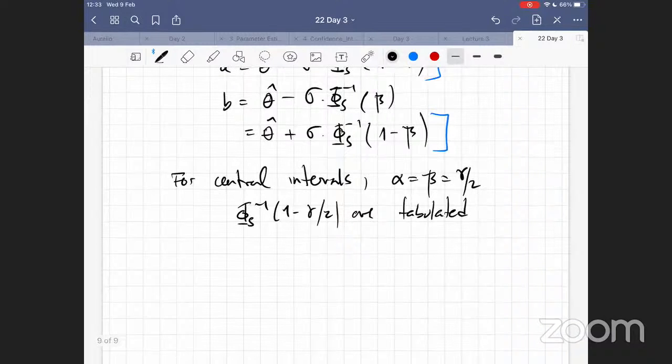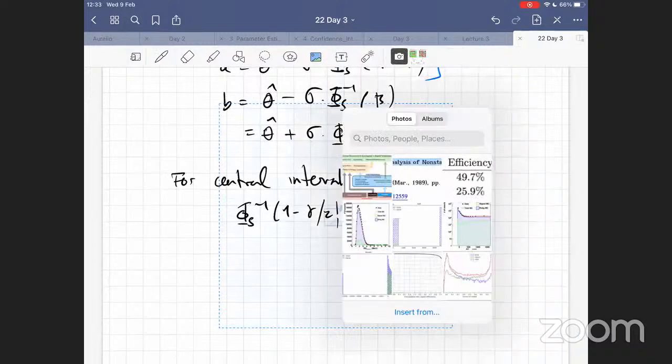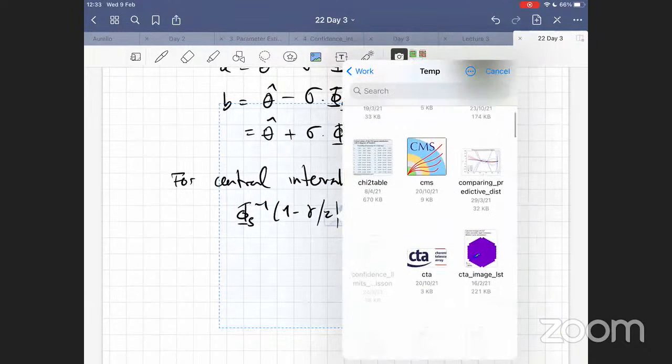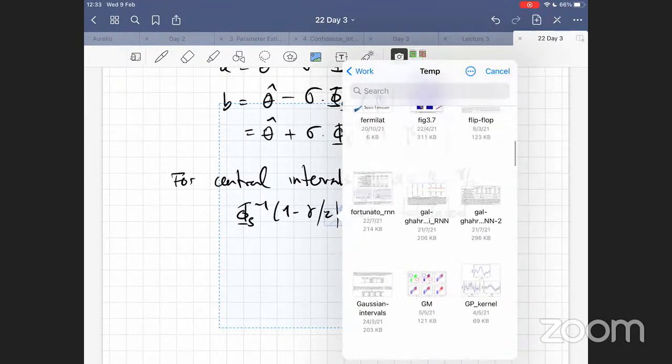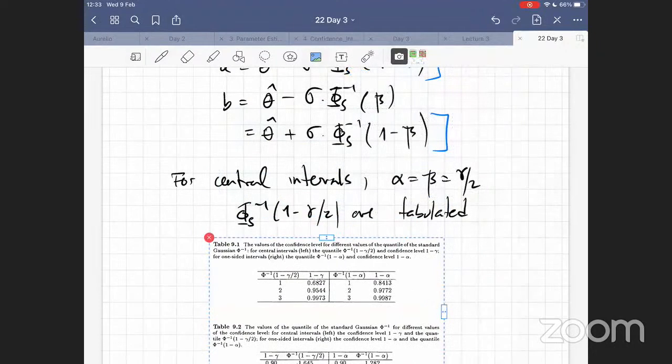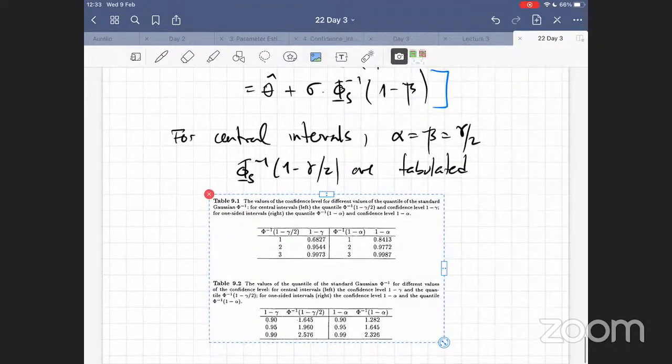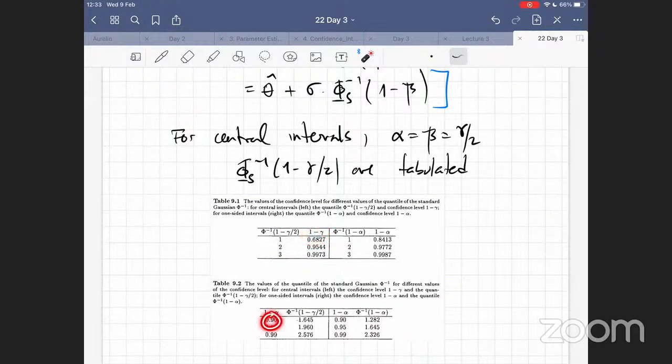So let me see if I have it here. I should have something like this. I don't know if this is more or less clear. Can you see this table? Yes. Is it bigger? Okay. So here, either you fix the quantile and then you get the confidence level, or you fix the confidence level and you get the quantiles.